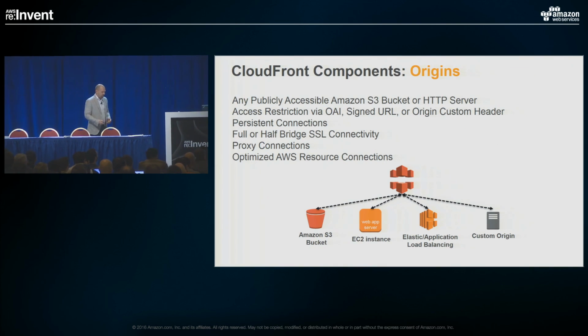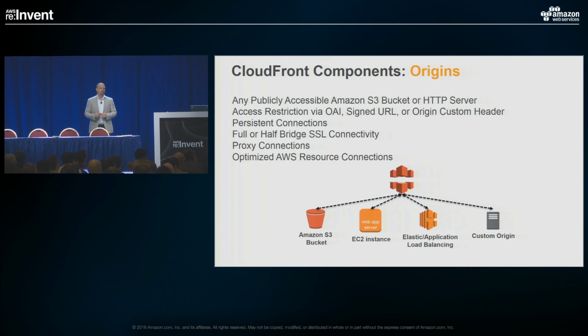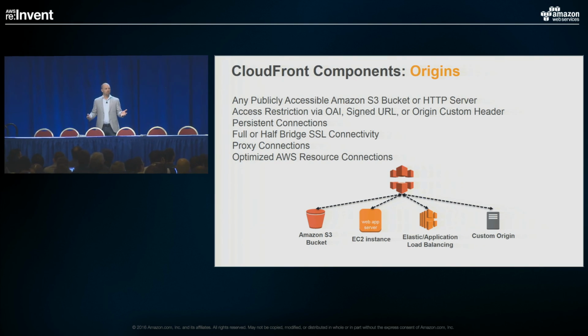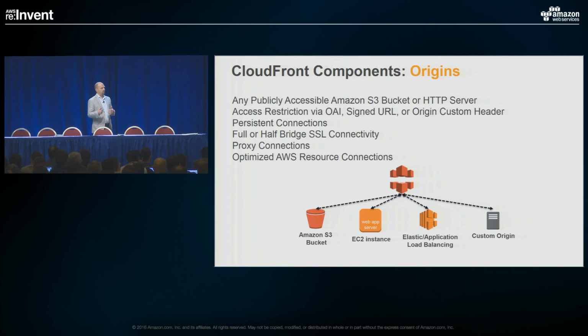So let's go into the origins. At the very top level, where CloudFront is going to end up getting the content from is essentially any publicly addressable web server. And that could be an S3 bucket, or it could be an EC2 instance. It could be an EC2 instance behind an application load balancer and an elastic load balancer.